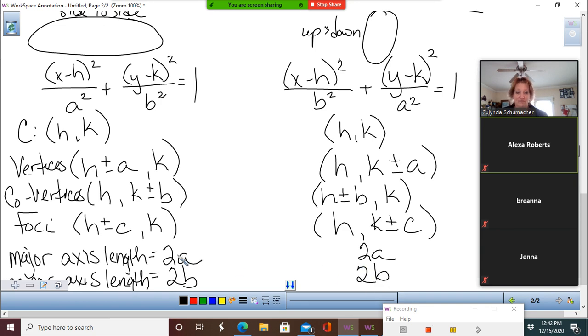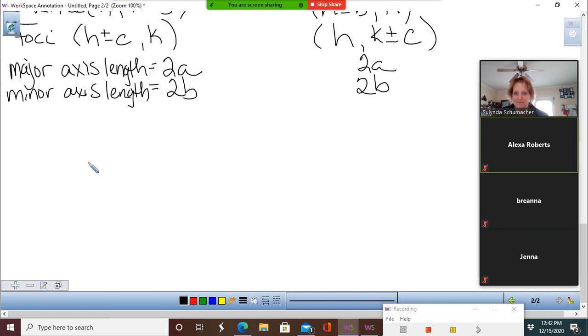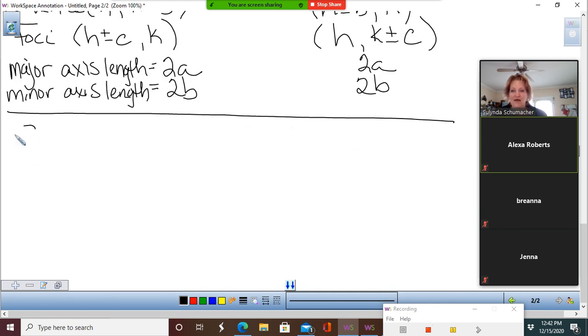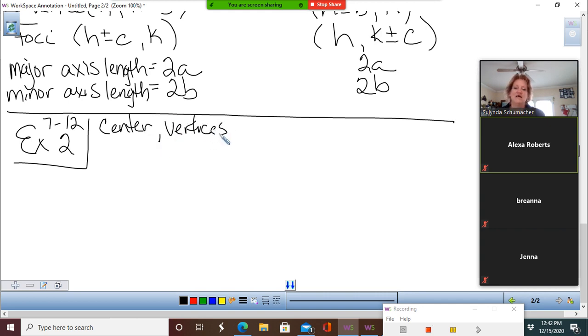All right? So when we find these things, we can refer back to this. I think that'll be the easiest way to do it. So, let's try one. Example number 2. On the worksheet today, problems 7 through 12, I want you to identify the center, the vertices, and the foci. All right? So we're finding three things to begin with.